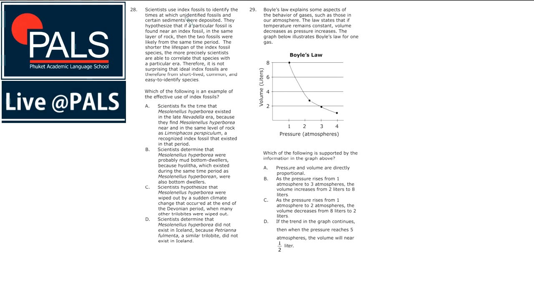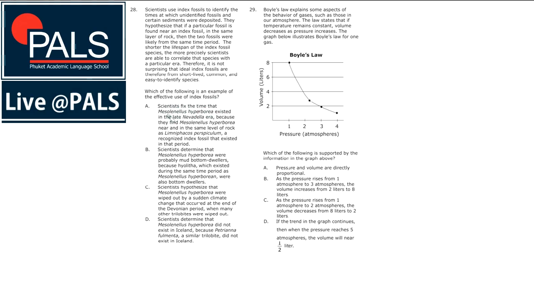Scientists use index fossils to identify the times at which unidentified fossils in certain sediments were deposited. They hypothesize that if a particular fossil is found near an index fossil in the same layer of rock, then the two fossils were likely from the same time period. The shorter the lifespan of the index fossil species, the more precisely scientists are able to correlate the species with a particular era. Therefore, it is not surprising that ideal index fossils are from short-lived, common, and easy-to-find species. Which of the following is an example of the effective use of index fossils?